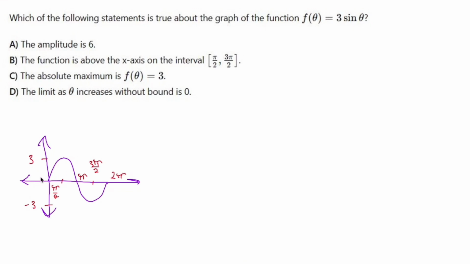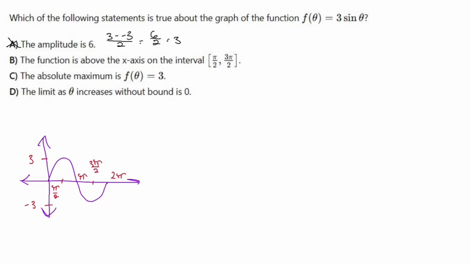Okay, so we need to find the true statement. The amplitude is 6. Well, the way you find the amplitude is you take the maximum value, which is 3, and subtract the minimum value, which is negative 3, and divide that by 2. 3 minus negative 3 is 6. 6 divided by 2 is 3. The amplitude is 3, not 6. So that's not a true statement. Again, we can see that because the amplitude is half of the total height. The function is above the x-axis on the interval pi over 2 and 3 pi over 2.